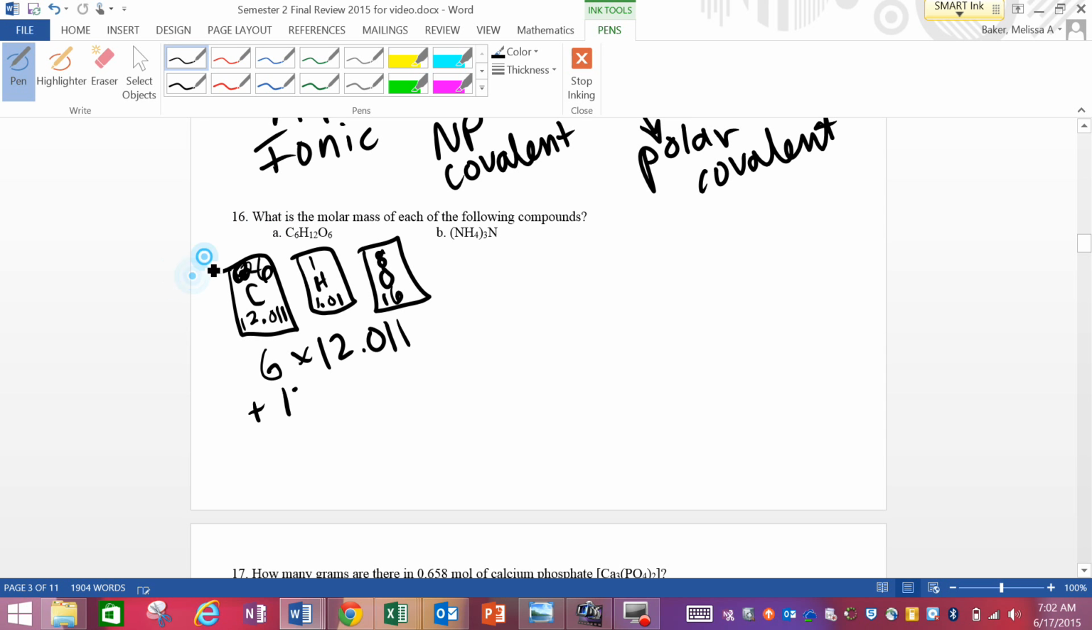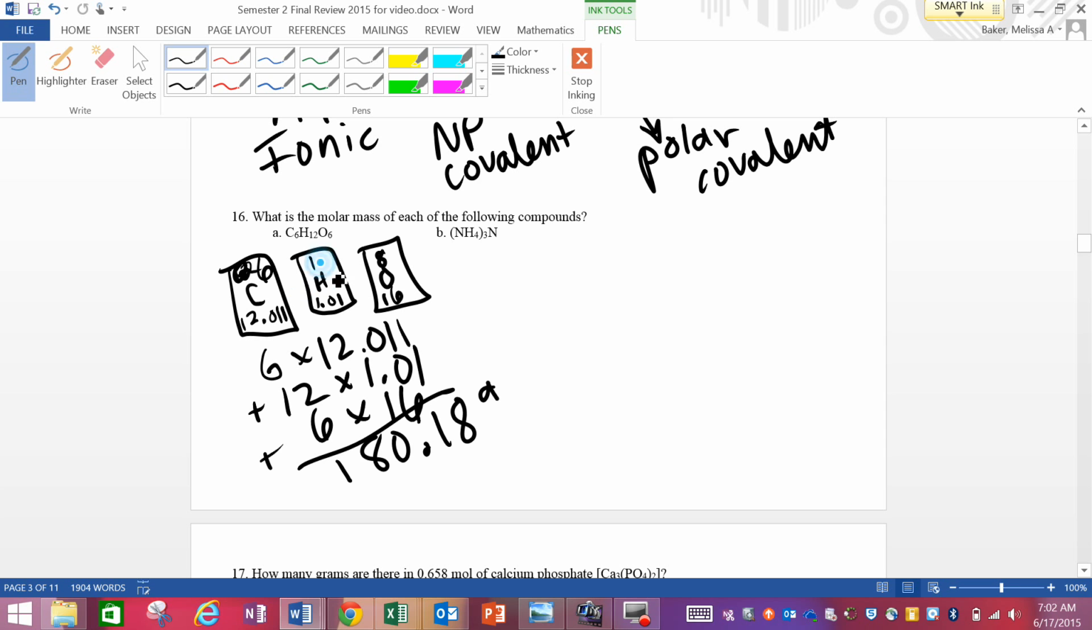So C6, we've got to do 6 times 12.011, plus 12 times 1.01, plus the 6 oxygens, 6 times 16. Add all of that together and it adds to 180.18 approximately grams per 1 mole. So what that's saying is if you've got 6.02 times 10 to the 23rd of this molecule, on the scale it's going to weigh 180.18 grams.